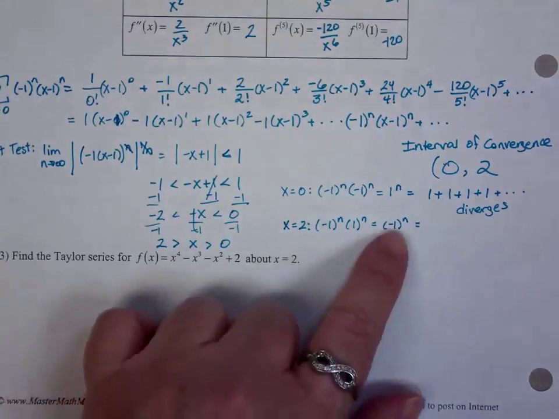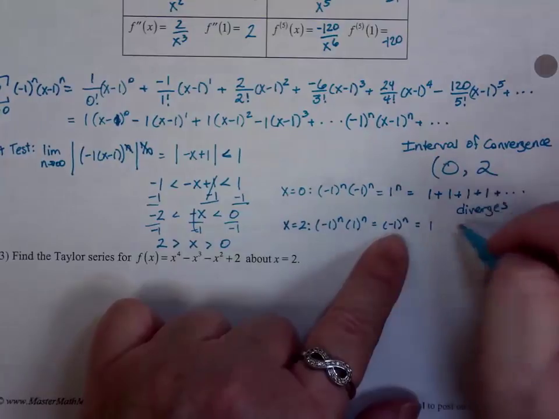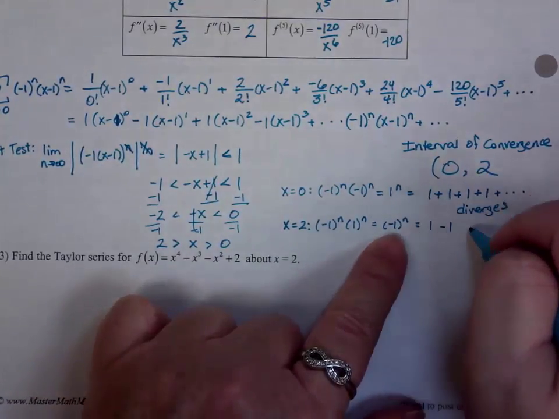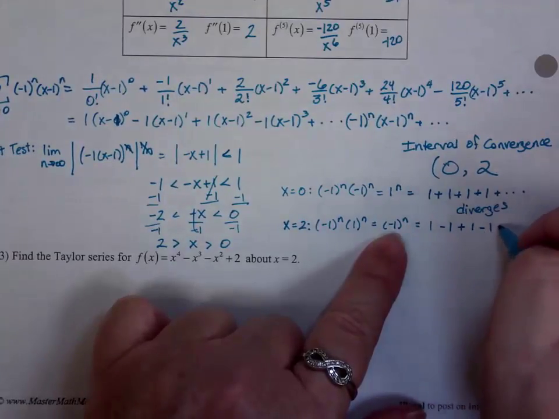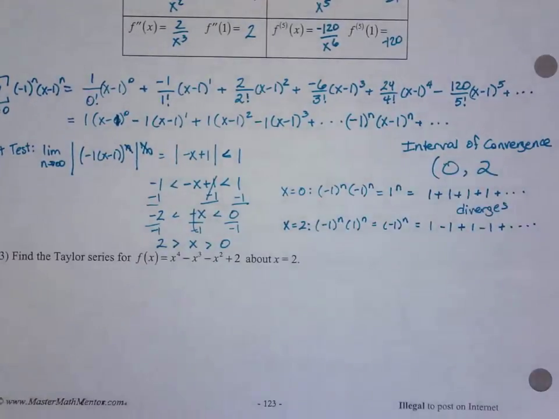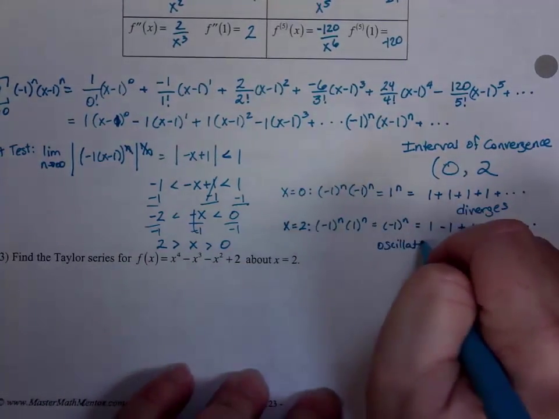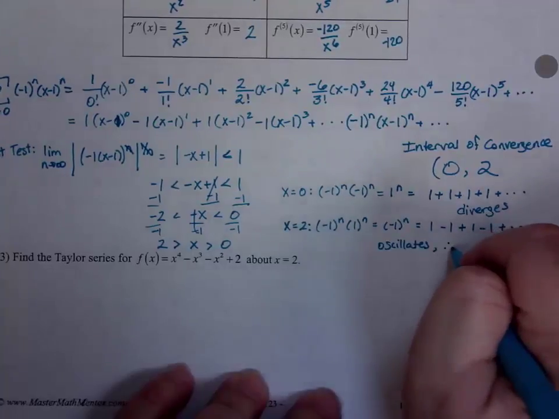So plugging in 0 first is a 1. Plugging in 1 would be what? Negative 1. 2, positive 1. 3, and so on. Converge or diverge? Why? It oscillates. This thing oscillates. When it oscillates, doesn't that mean it diverges? Yes. It oscillates, therefore it diverges.